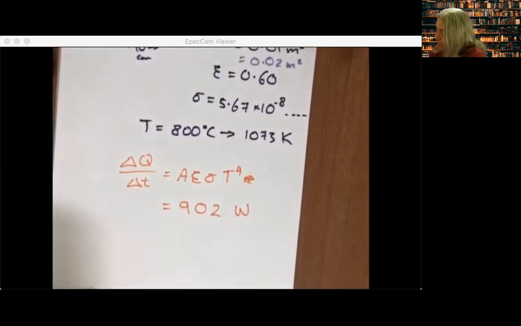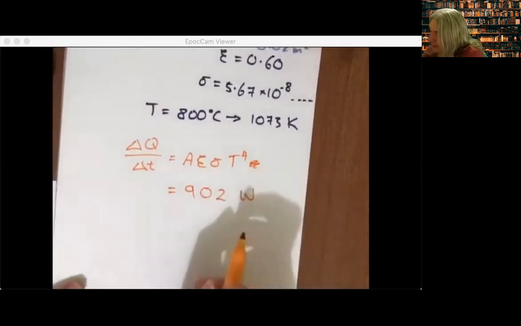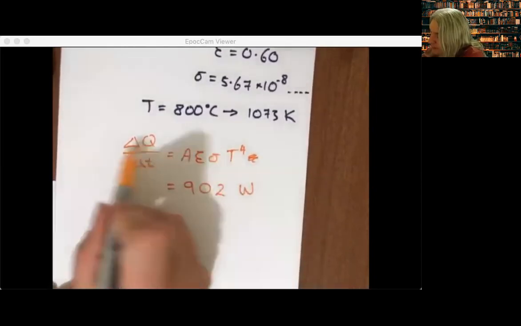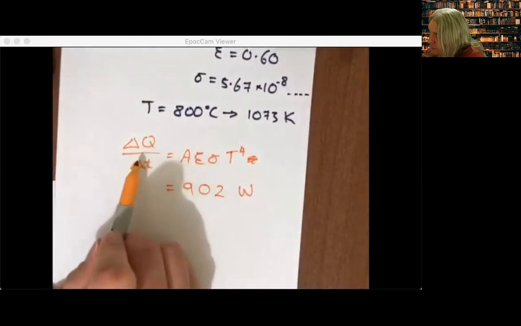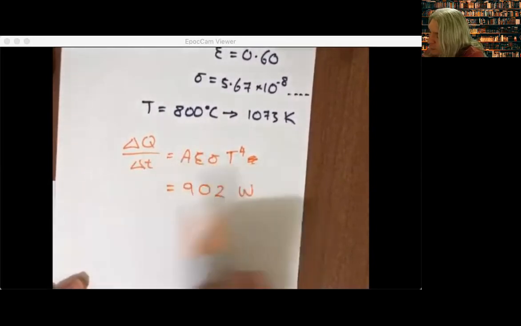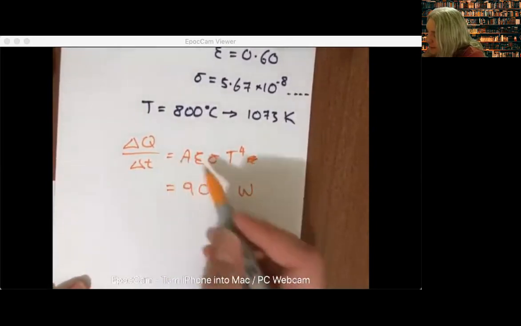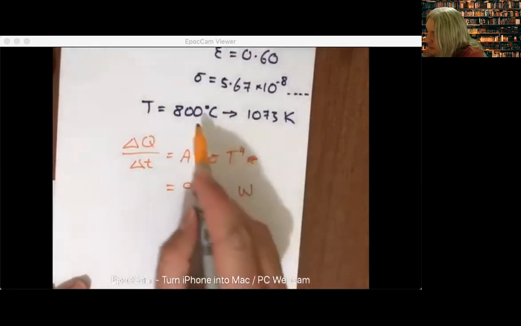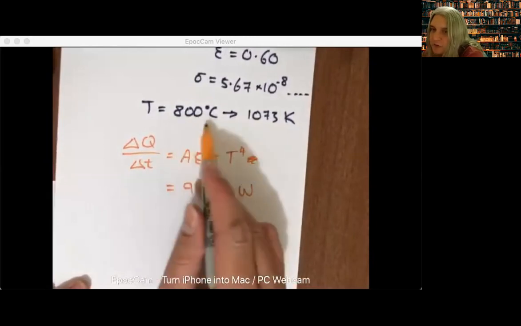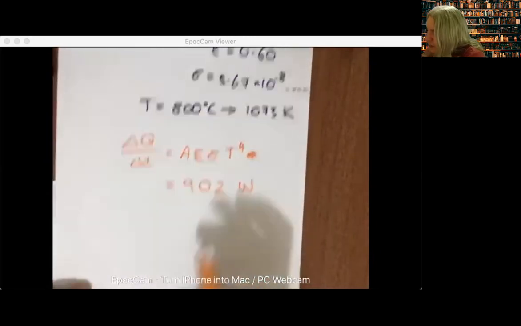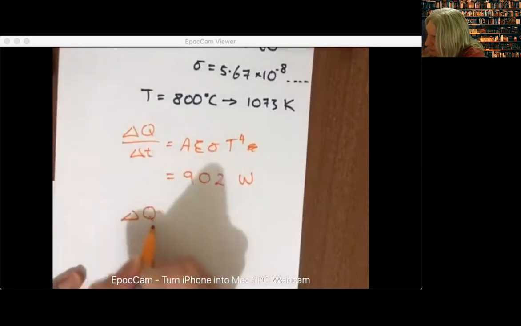For the net heat flow rate, remember that it's the exact same formula, but it's now talking about the difference in temperatures. So this is the heat flow that is leaving the plate. But of course, there's constant heat flow into the plate from the environment as well. It's nowhere near as much because the environment is only going to be at about 20 degrees Celsius, not 800. So it'll obviously be losing a lot more than it's getting, but it will still be getting some. So let's figure that out.